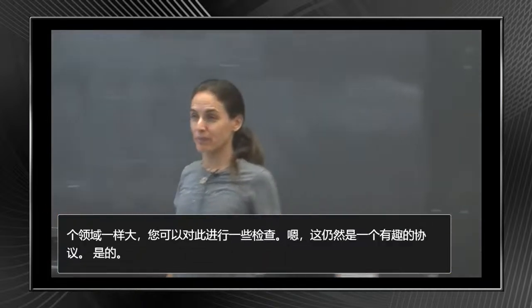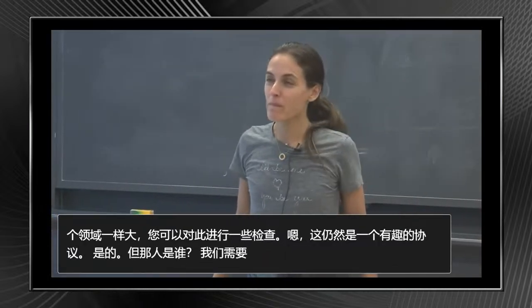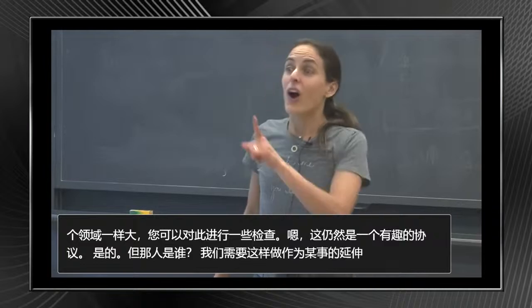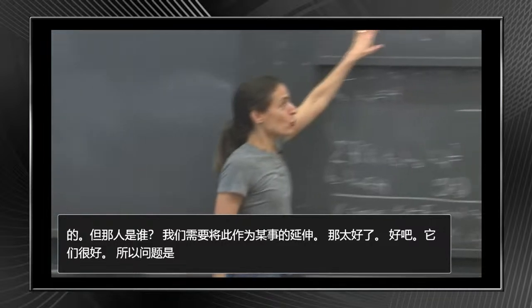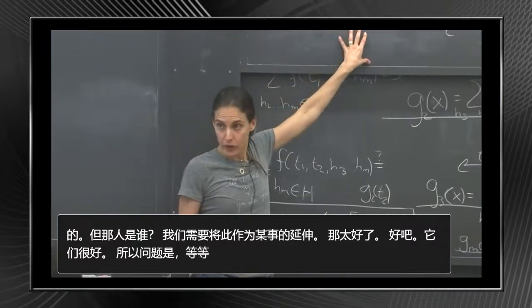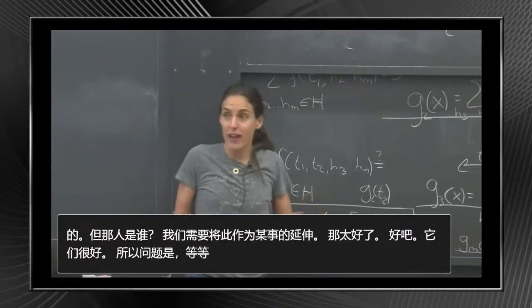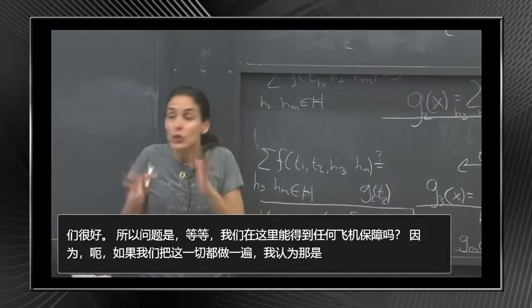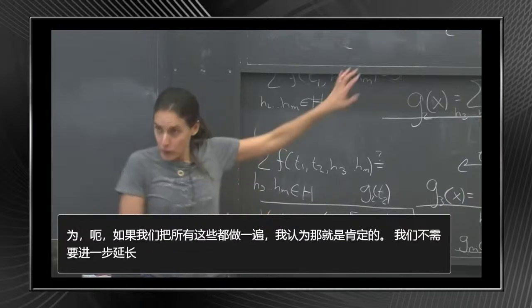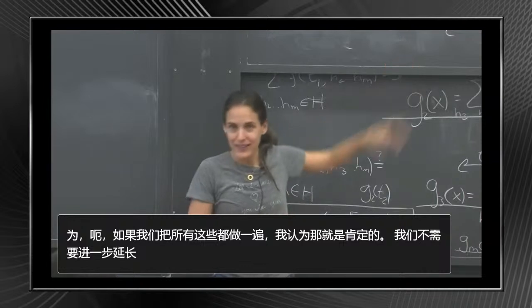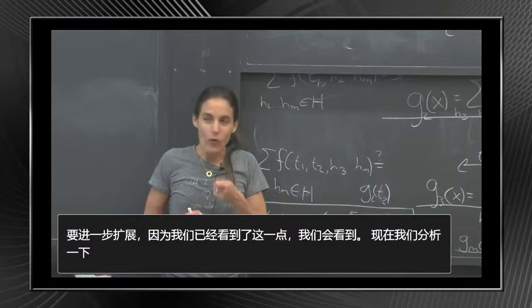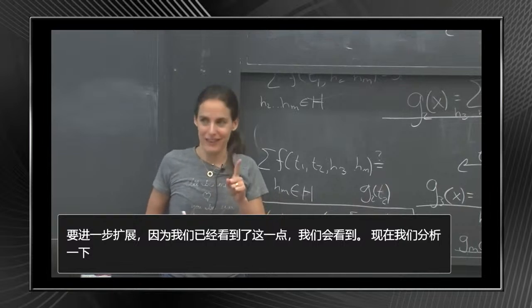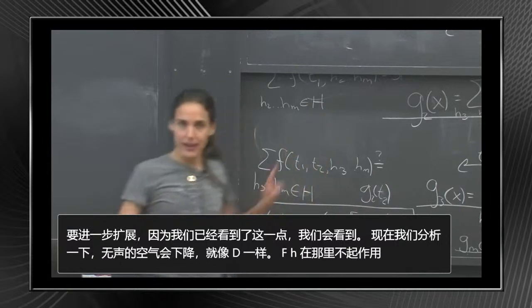Yeah? But if we use that, wouldn't we need to do this on an extension of F or something? Good. So the question is, do we get any error correcting guarantees here, because we're doing it over all of F? I think the answer is yes. We don't need to extend it further, because as we'll see when we analyze it, the soundness error goes down with something like D over F. H does not come into play there. But we'll see that together.